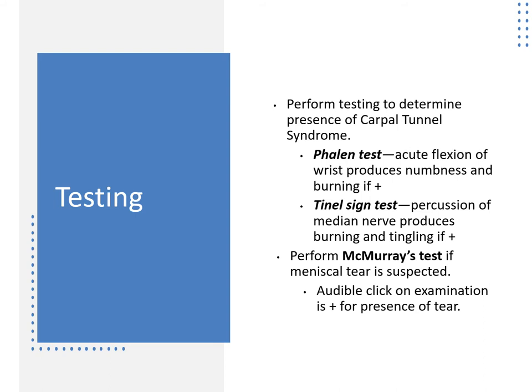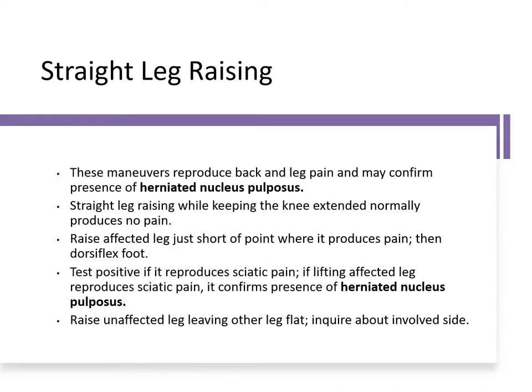There are different types of testing available when you suspect an abnormality exists. For carpal tunnel syndrome, there is the Phelan test and the Tinel sign test. Also be familiar with the McMurray test for meniscal tears. Straight leg testing is an important test to remember. It may help determine the presence of a herniated nucleus pulposus or herniated disc.